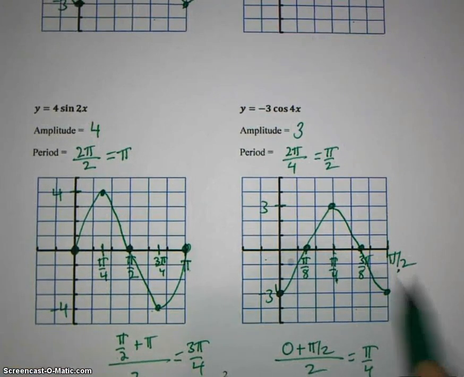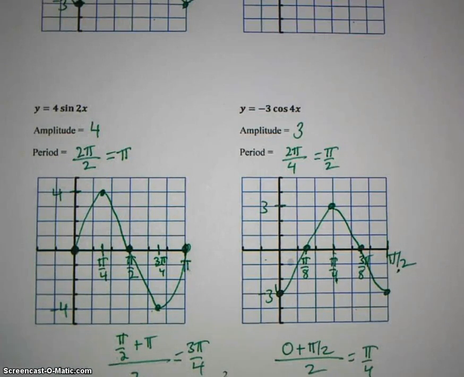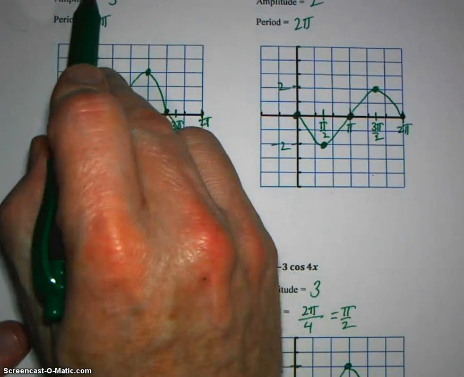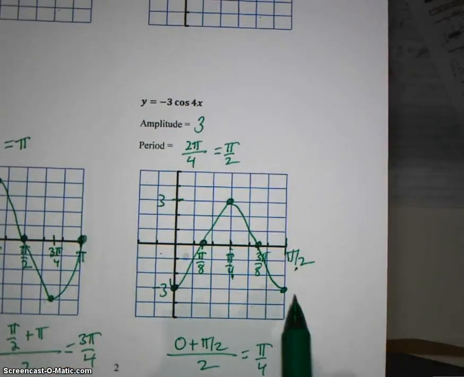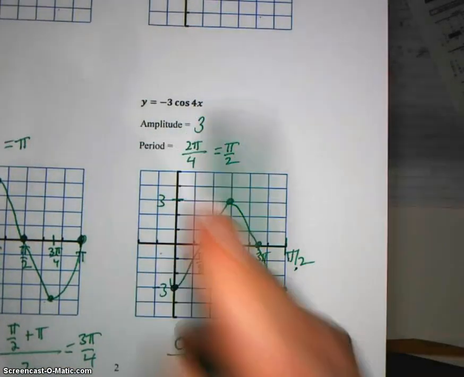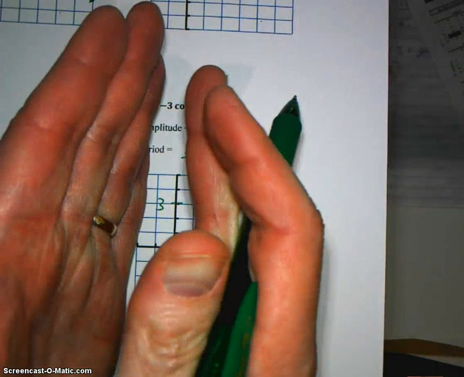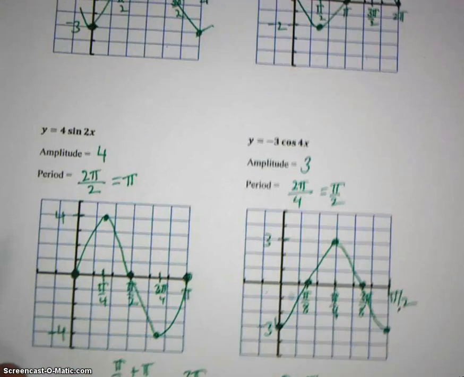So you might want to open up Desmos and just show yourself that. Graph -3 cosine x and graph -3 cosine 4x, and you'll see that this one is squished this way. It has a much shorter period.